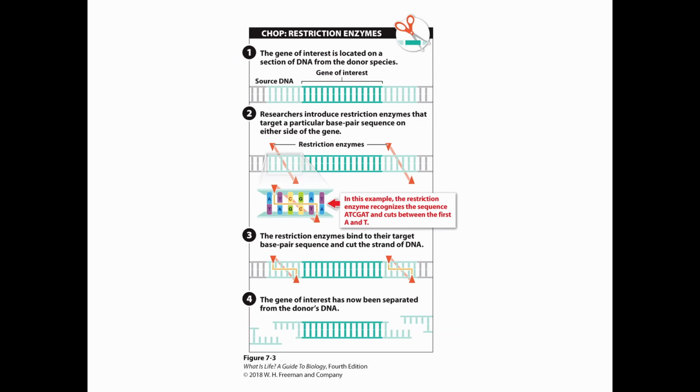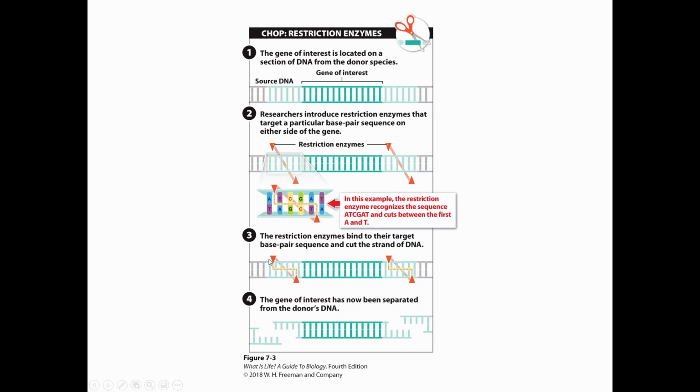So let's look at how we can do the first task, which is chop. We do that through the use of what we call restriction enzymes. Restriction enzymes function like molecular scissors. If we look here, we have this gene of interest in this darker green aqua color. And we have a restriction enzyme that is going to target a particular base pair sequence of DNA. Anywhere it finds this exact sequence, it's going to cut. In this case, we're looking at ATCGAT. So anywhere this enzyme finds ATCGAT, it's going to cut it.